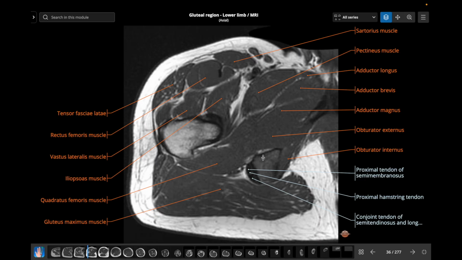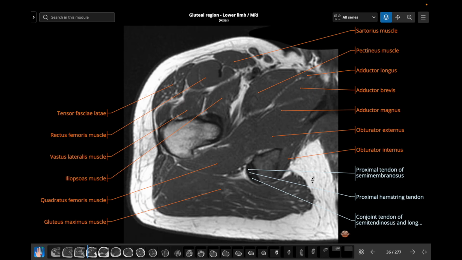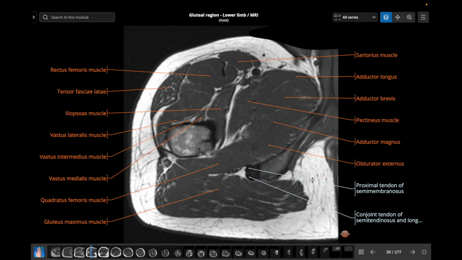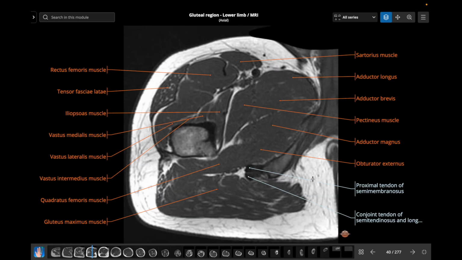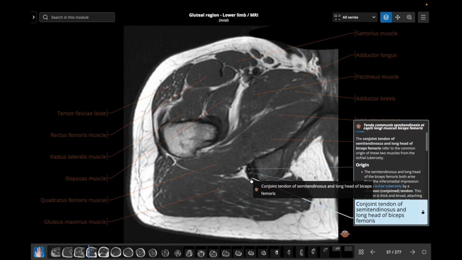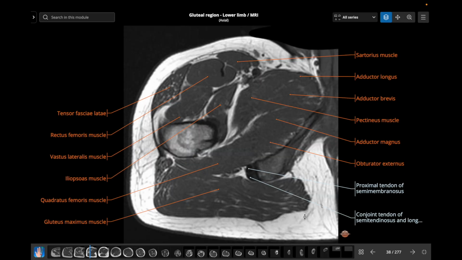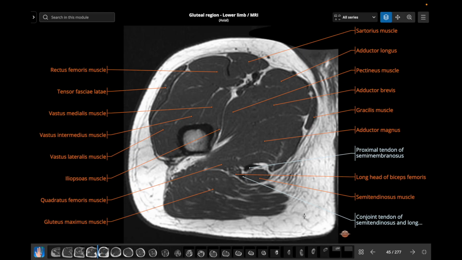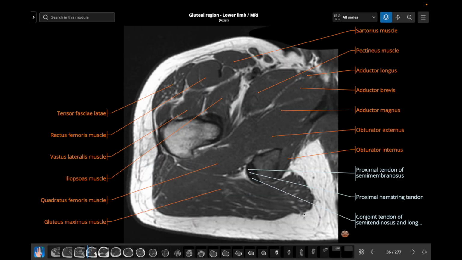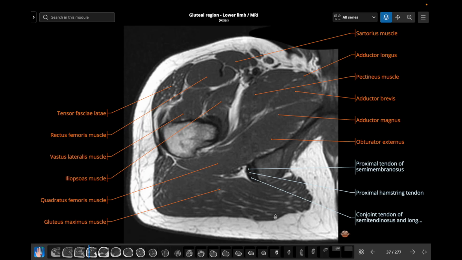This is your ischial tuberosity, and these are your hamstring tendon origins. It will be tough for them to show you, but like I mentioned before, you need to know that the conjoint tendon of semitendinosus and the long head of the biceps femoris muscle is more medial, i.e. here, and then the proximal tendon of the semimembranosus is more lateral, which is just here. I think it'll be hard for them to show you or test you, but I think they could show you an image like this and then point to one of them, and you would have to say.